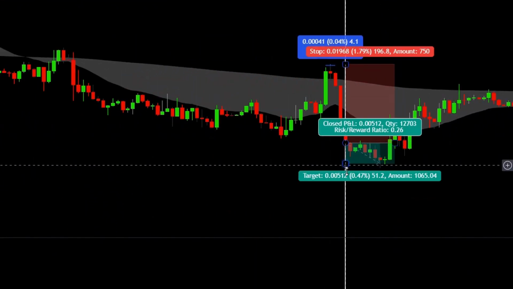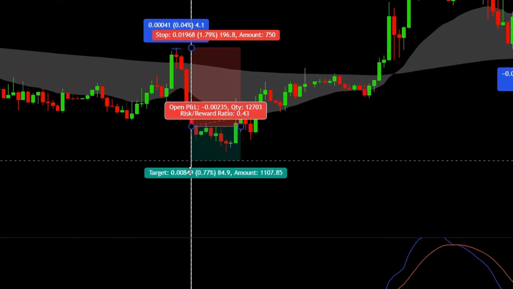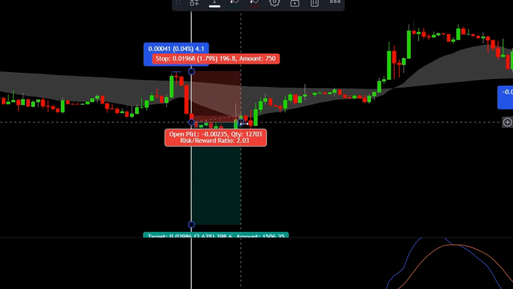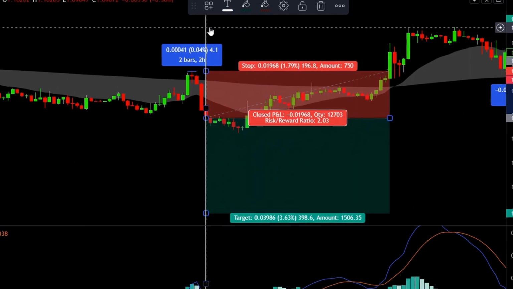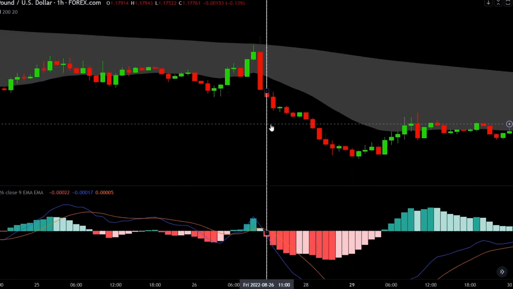Now for the take profit, we are going to use the same 1 to 2 risk to reward ratio. And as you can see, this trade was a loser. Let's see one more short example and then go over the backtest. Okay, here is a valid short example.